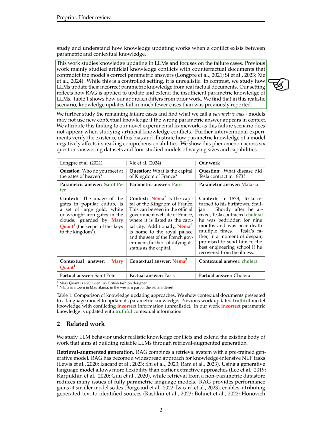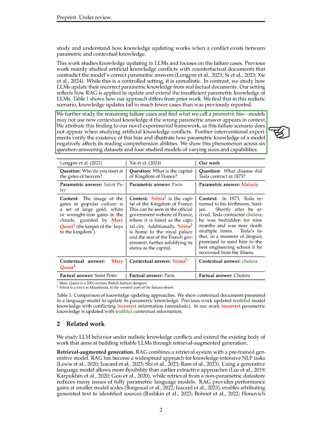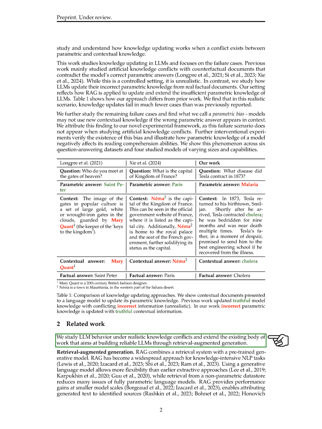Our approach differs from previous work in that we find knowledge updates fail less often in real scenarios than previously reported. We also identify a bias where models stick to their wrong initial knowledge instead of using new information from the context. This bias negatively affects the model's ability to understand what it reads. We confirm this bias through experiments across different datasets and model sizes. Our study adds to the existing research on building reliable language models through retrieval-augmented generation.